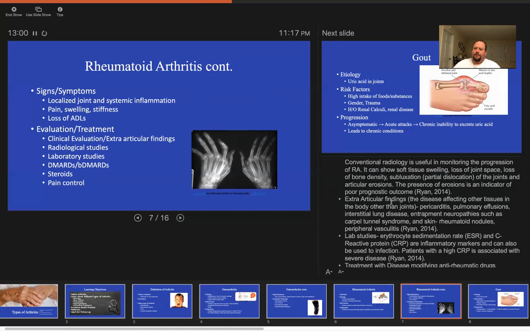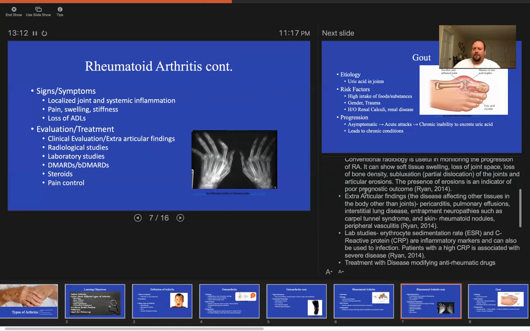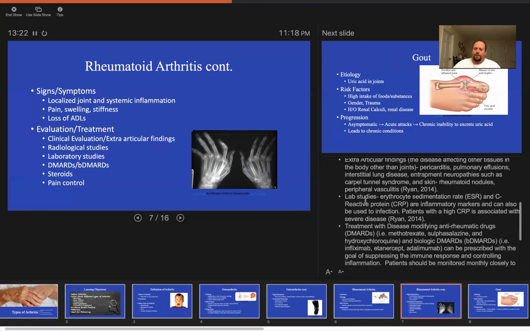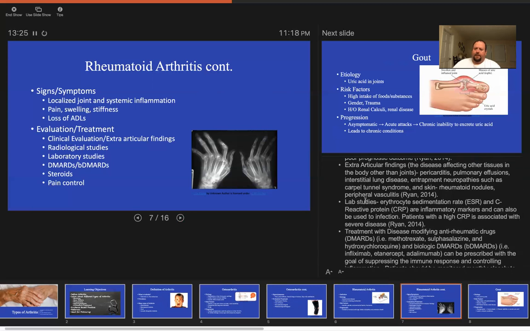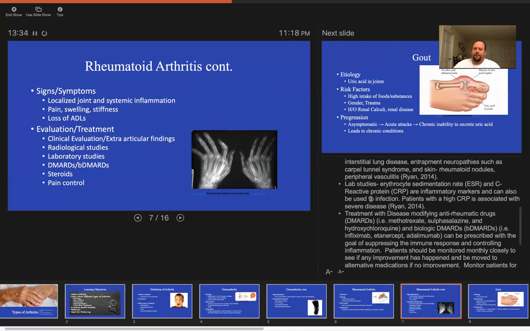It can show soft tissue swelling, loss of joint space, loss of bone density, subluxation, which is like a partial dislocation of the joints, and articular erosions. The presence of erosions is an indicator of a poor prognostic outcome. Extra-articular findings, such as this disease affecting other tissues in the body, would be pericarditis, pulmonary effusions, interstitial lung disease, entrapment neuropathy such as carpal tunnel syndrome, and in the skin, rheumatoid nodules or peripheral vasculitis may present themselves.